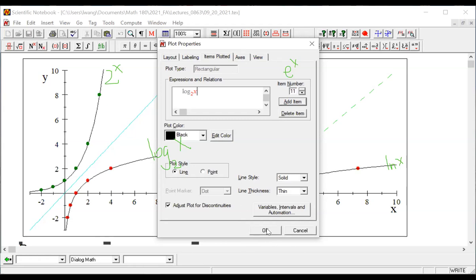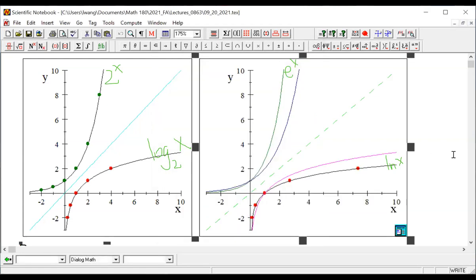Log base 2x. Let's choose a color. Purple. So this black one is ln x. So now let's mark some more. Okay, so this is 2 to the power x. And this one is log base 2x.